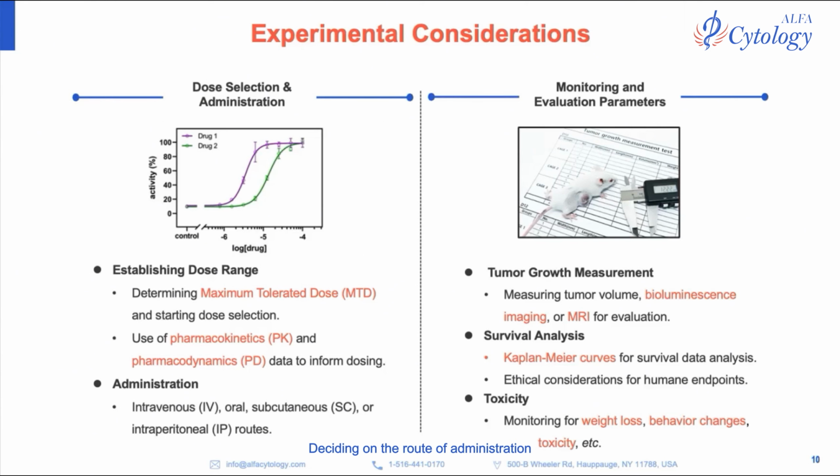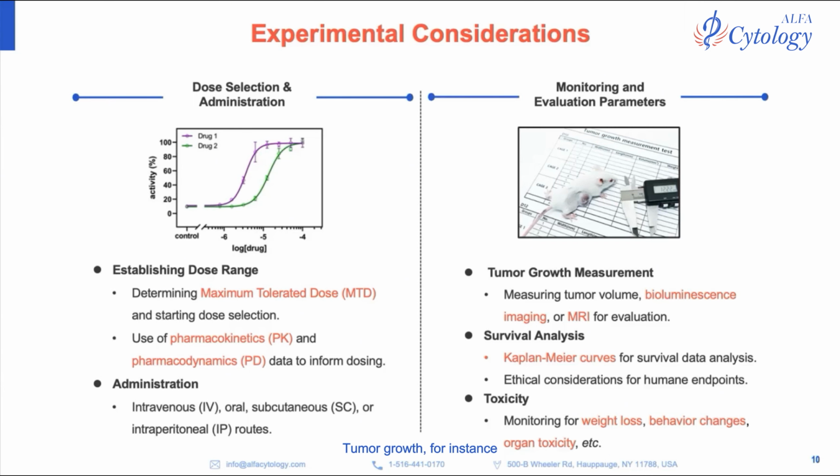Deciding on the route of administration, whether it is intravenous, oral, subcutaneous, or intraperitoneal, is equally important, as it affects the drug's bioavailability and overall effectiveness. Selecting a proper administration route ensures that we're studying the drug in a way that is relevant to the future clinical use. When it comes to evaluation parameters, we have several tools to measure the therapeutic outcomes accurately.